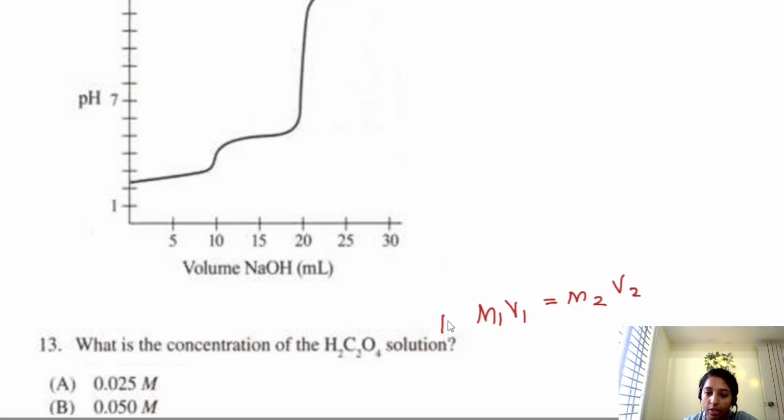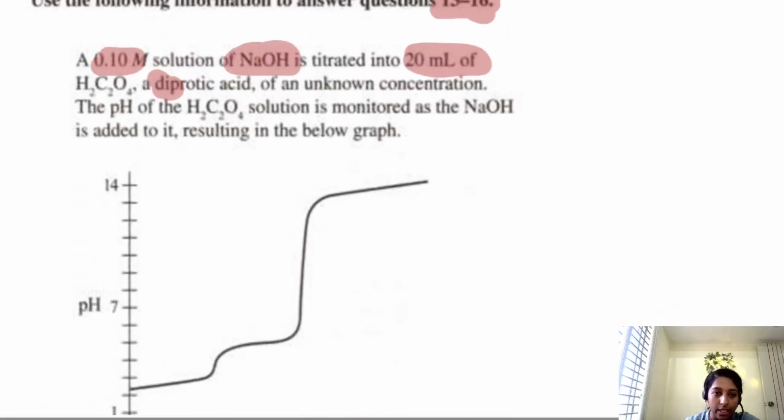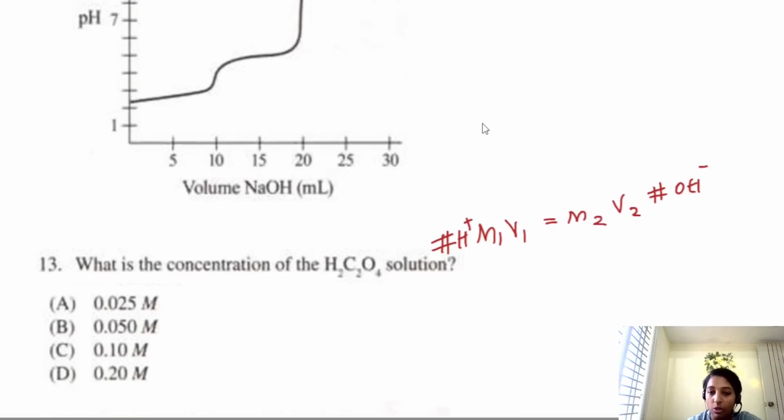So simply you can rewrite the equation as M1V1 times the number of H+ equals M2V2 times the number of OH-. What do you mean by the number of H+? See, they told us it's a diprotic acid. So do not blindly assume that this number is always monoprotic; it can be diprotic or triprotic like that.